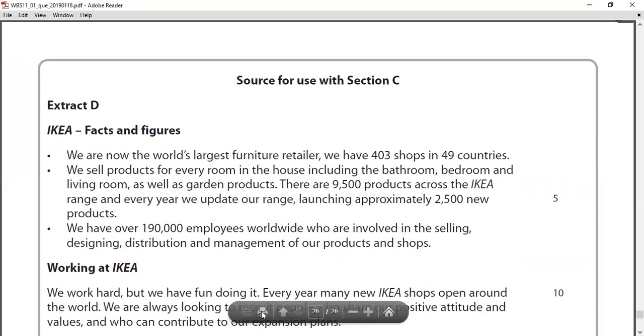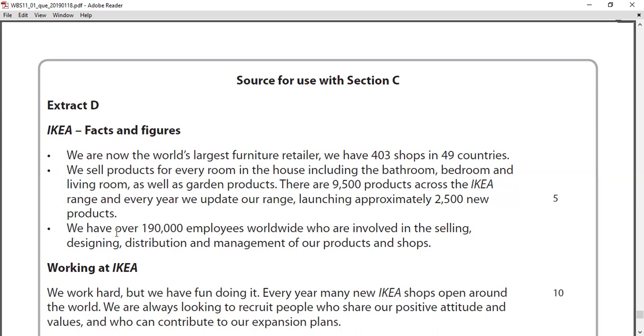IKEA facts and figures. We are now the world's largest furniture retailer, with 403 shops in 49 countries. So you can highlight that. We sell products for every room in the house, including bathroom, bedroom, living room, as well as garden products. There are 9,500 products across the IKEA range, and every year we update our range, launching approximately 2,500 new products. So this is about the product portfolio.